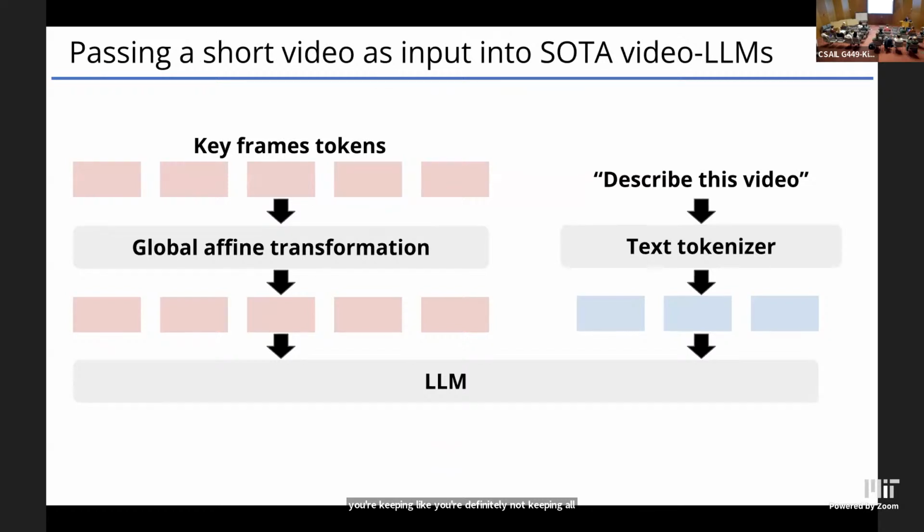And so if you have a short video and you want to pass it as input to a state-of-the-art video LLM, you would take the video tokenizer, generate the keyframe tokens, then apply a global affine transformation, which maps from vision representation to the language embedding space. And that then gets fed into the LLM along with the text tokens, right? So that's how you would input the video along with the text instruction or question into the video LLM, and then you will generate with the decoder, for example, it would describe the video and you would generate that text.